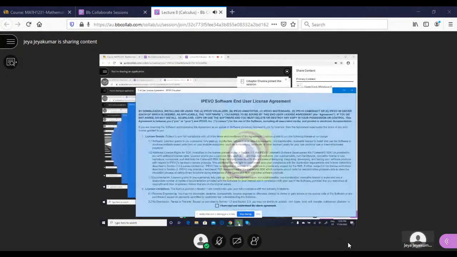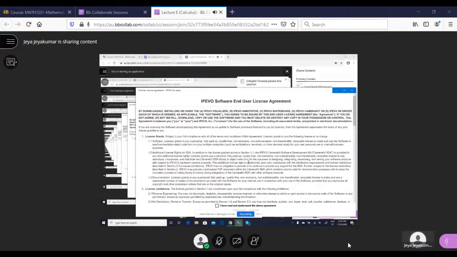Yes, some software information comes in. That's a license agreement. So maybe I click. It didn't come before. Click stop sharing first. Huh?